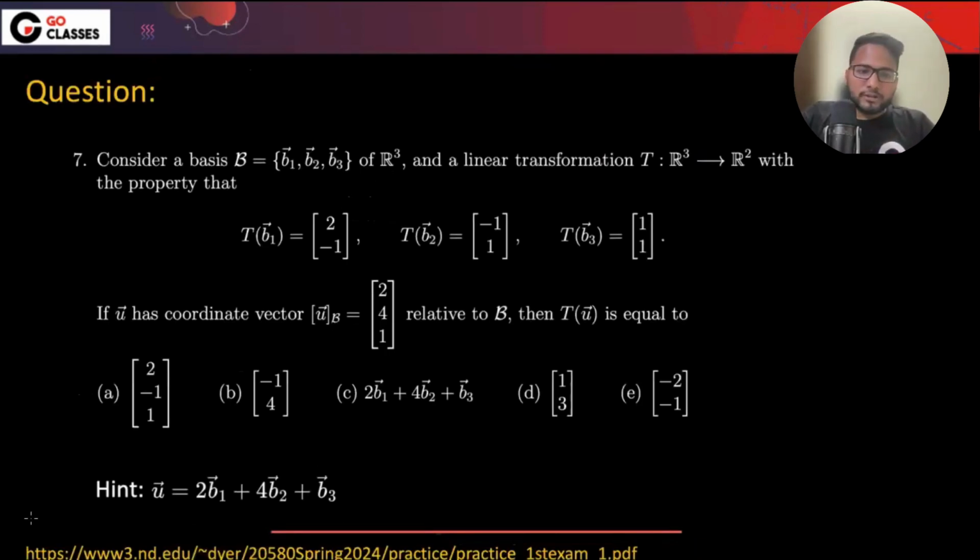Now let's do this question, which I have again taken from some standard university. They are saying, let's suppose this is a basis and a linear transformation with the property that, okay, they're not revealing the basis. They are saying that if you do the transformation of these basis vectors, you are getting results like this. If u is a coordinate vector, some vector with respect to that basis B, the coordinate vector is this, relative to B. What is the transformation T of u? That's what they're asking, in the standard basis itself.